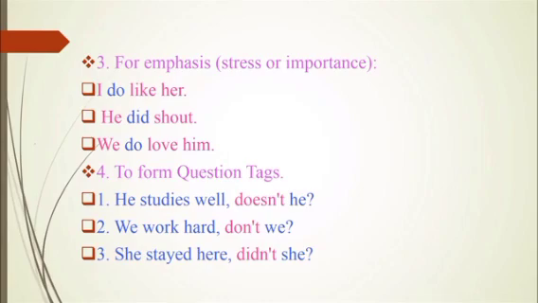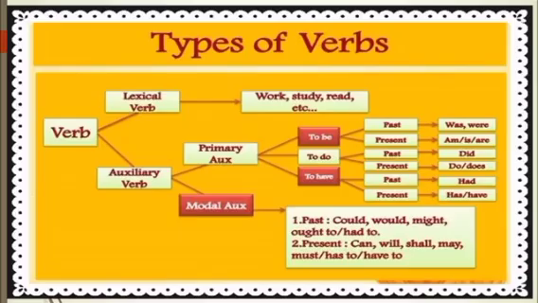Next, we are going to see types of verbs as a whole. Verbs are divided into two types, lexical verb and auxiliary verb. Lexical verb is otherwise called main verbs. Examples are work, study, read, etc. All these words can exist independently and provide complete meaning to the sentence.